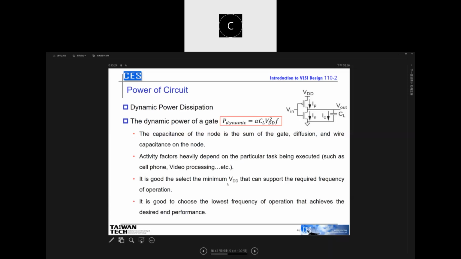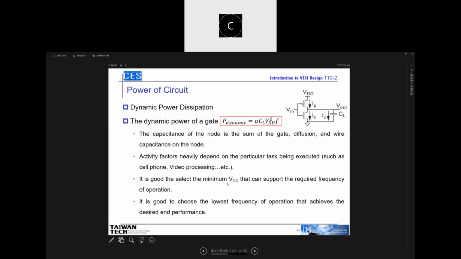But on the other hand, you need to have sufficient VDD to drive your circuit. That means you cannot reduce the VDD below a certain threshold voltage, because you need it to drive your circuit. So that's the two extremes. If you want to reduce the power, you want to reduce the VDD. But on the other hand, you want to drive the circuit, so you want to maintain the VDD above a certain threshold. Okay, so that's how you decide the value of VDD.